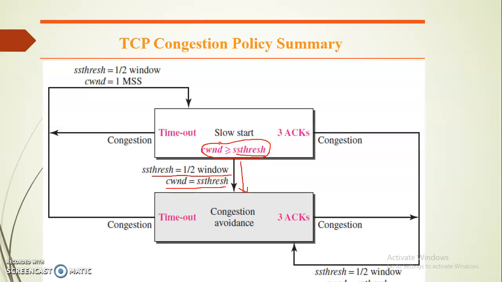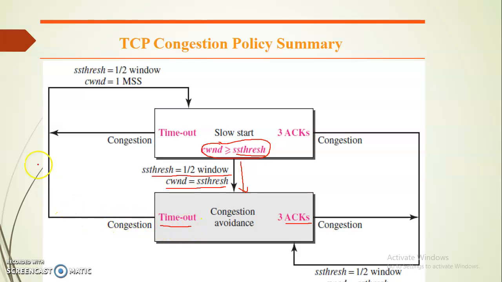After that, what is done? Congestion avoidance phase will run. In congestion avoidance, we have 2 cases. How will the congestion avoidance phase see there is a problem or congestion in the network? One is the timeout, second is the 3AC case.